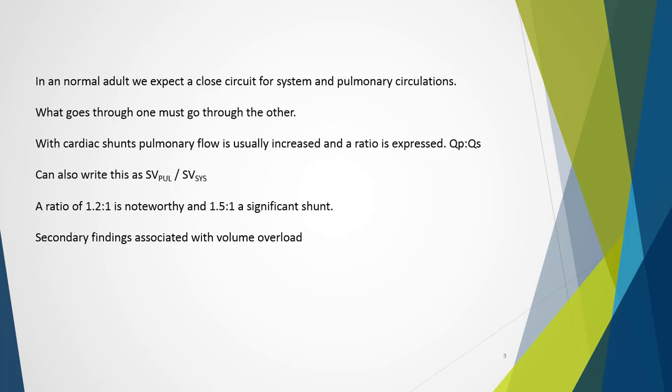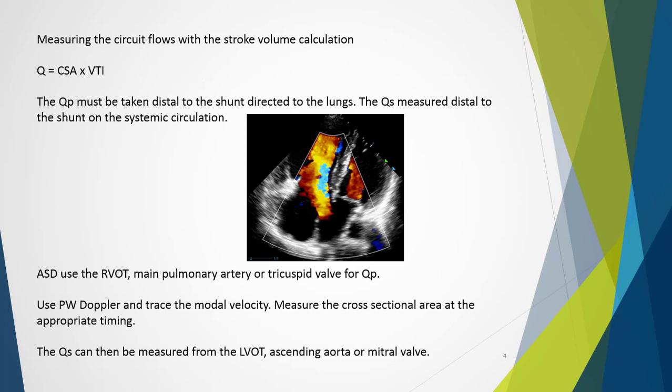As we are identifying increased volume of blood through moving parts of the heart, this is considered volume overloading, which typically leads to the dilatation of vessels and chambers of the heart. Measuring the circuit flow is done with the stroke volume calculation. Q, which is flow, is equal to cross-sectional area times the velocity time integral.